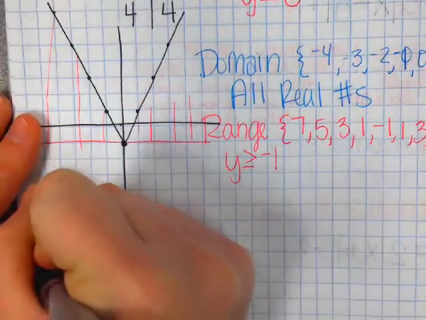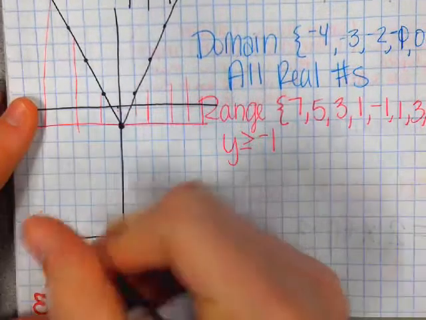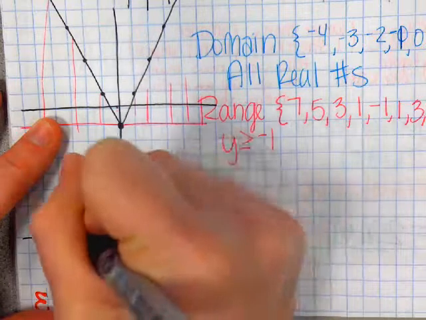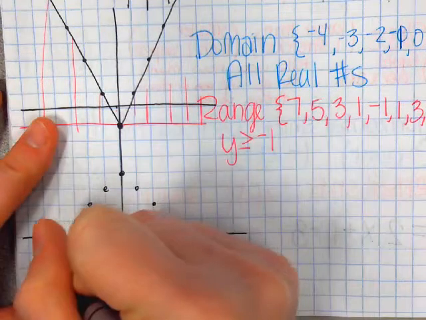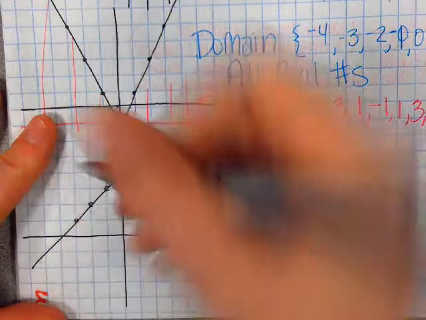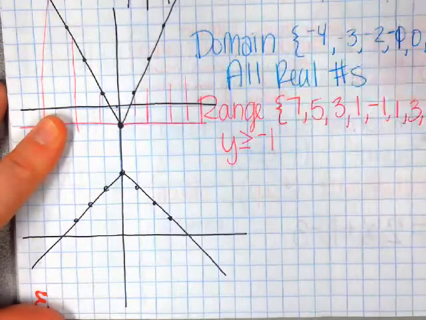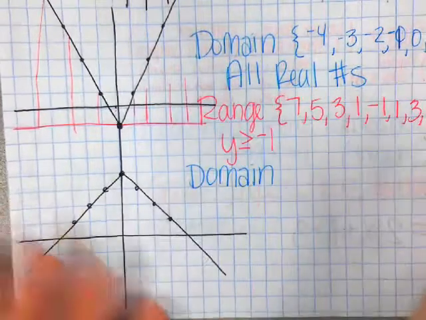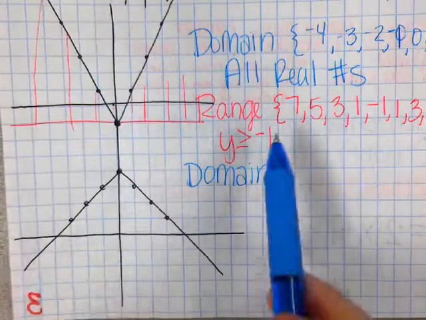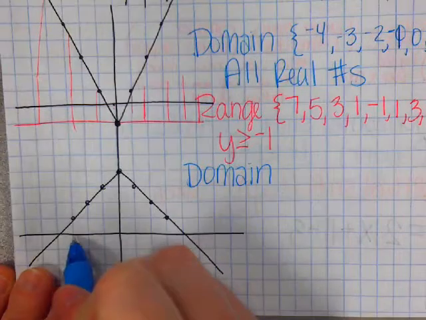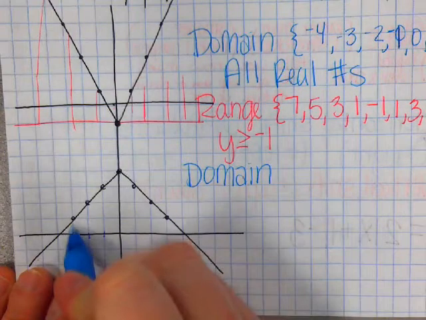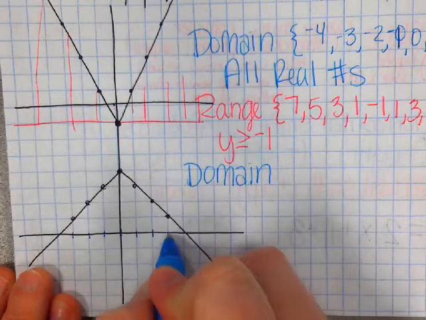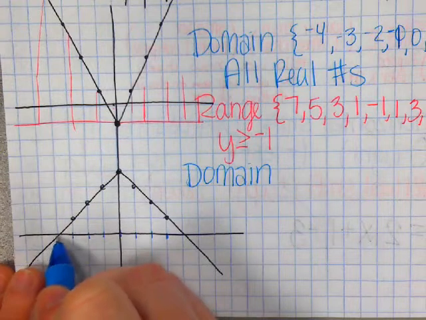Okay, I'm going to do one more. I'm just making a new graph down here. Okay, so if I said domain, you can list out, I'm just going to mark them on the graph. So we have a domain of -1, -2, and -3. -2, -3, -2, -1, 0, 1, 2, 3.